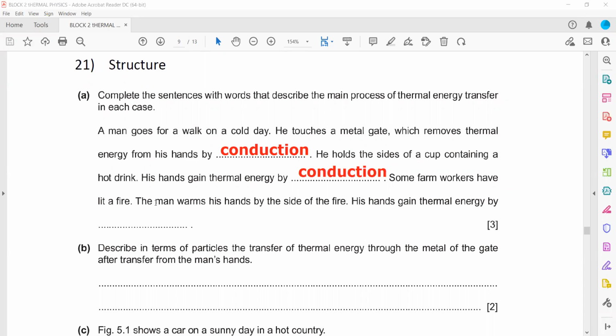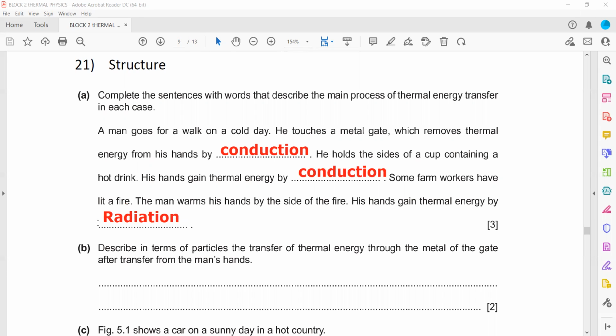And some farm workers have lit a fire. The man warms his hand on the side of the fire. His hand gains thermal energy by radiation. If he places his hand on top of the fire, it means that will be radiation and convection. But because it is sideways, it is only radiation.